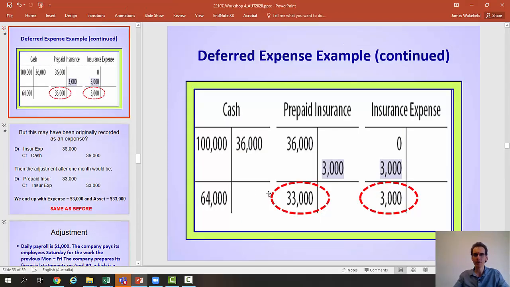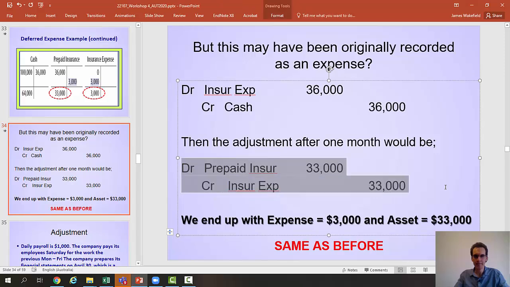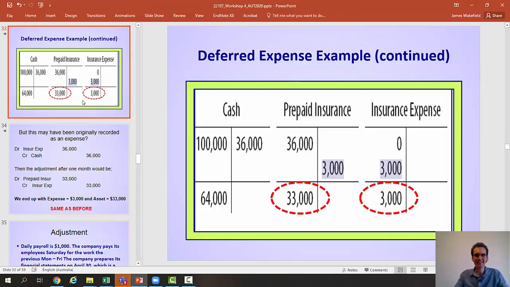And if we go up and we look at the T accounts, the T accounts would have looked different because, of course, if you just recognize an expense, you would have had $36,000 here and $0 for prepaid insurance here. But as a result of the adjusting entry that I showed you here, as a result of this way of recording the original transaction, you will arrive at the same final balance of the prepaid insurance and insurance expense accounts.